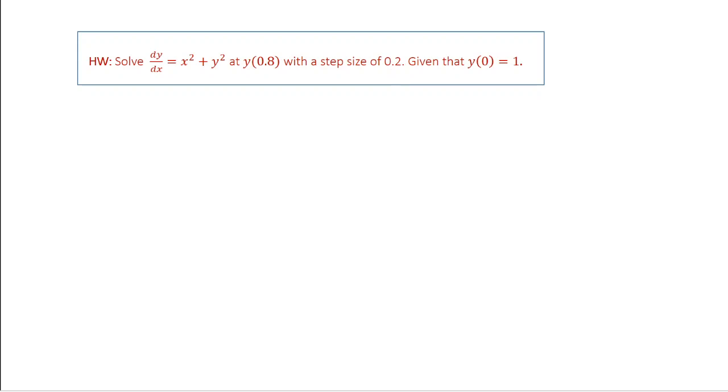That's for today. In the next class, we will discuss about Runge-Kutta method. As I said, there we will be calculating slope at multiple points. Thank you.